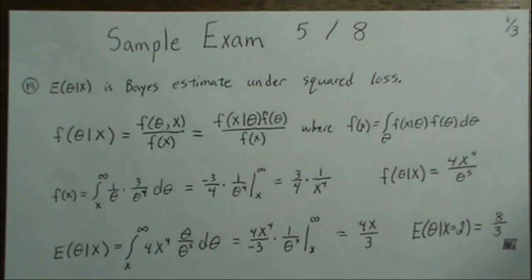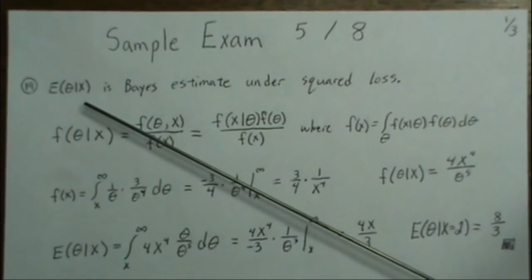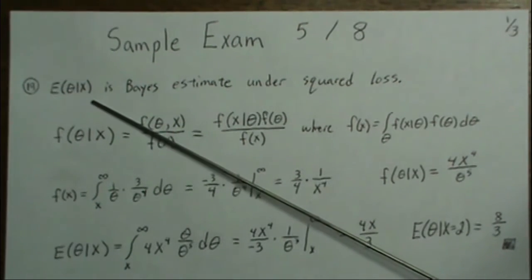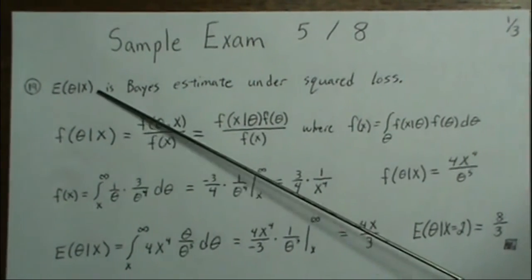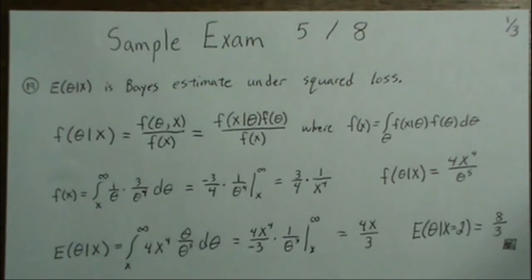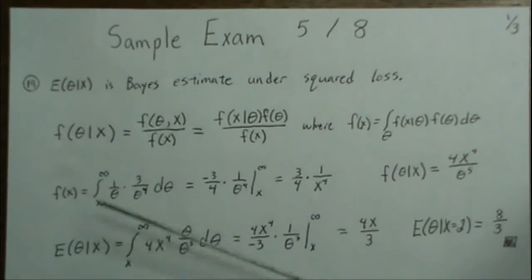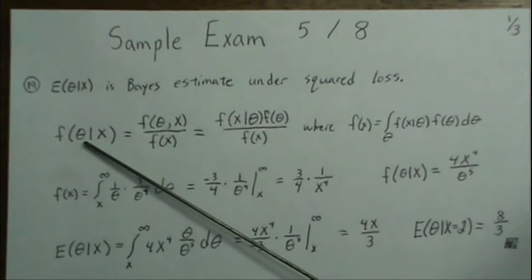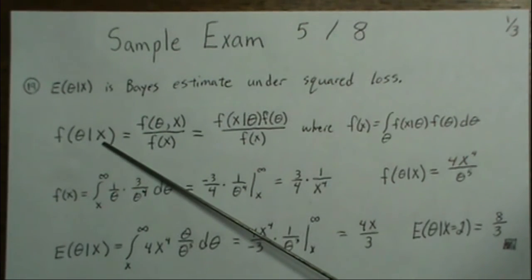Sample exam problem number 19, we're asked to find the Bayes estimate under squared loss, and I'm just going to point out that this is the expected value under the posterior distribution. In exam 4, previously, I derived that to show that the Bayes estimate under squared loss is the expected value of the posterior distribution. So here we're just going to derive the posterior distribution and then find the mean of it. And in Bayes' world, the parameter is a variable, and then after we observe the x, they're fixed.